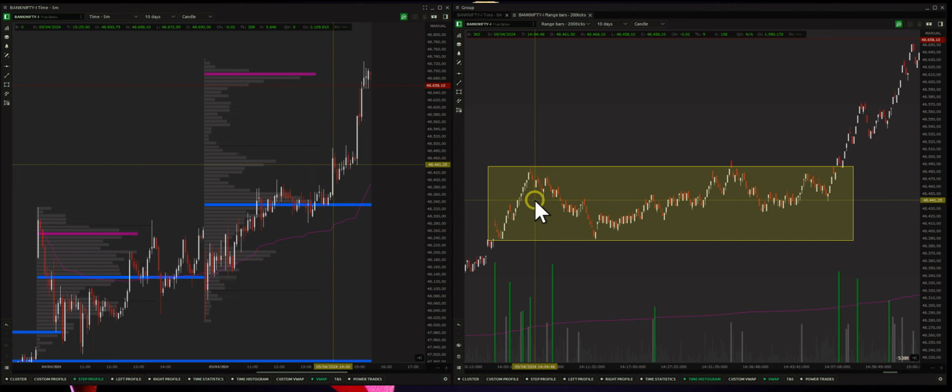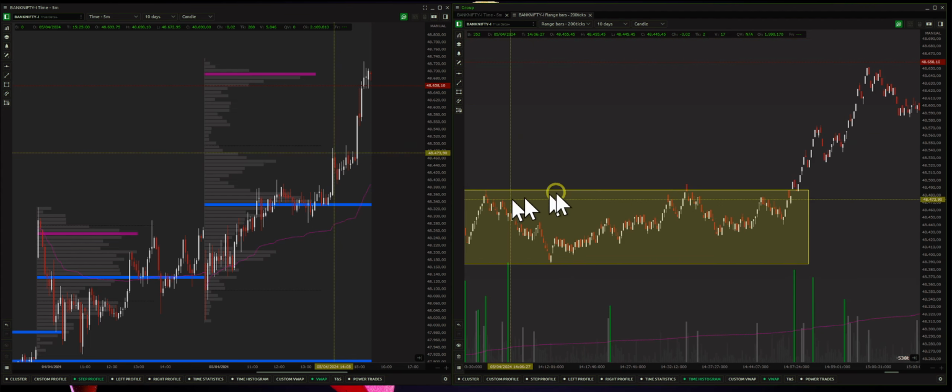What do I mean by aggression? By aggression, I mean whenever there is a huge delta bar, a huge positive delta bar, there is going to be a positive correlation. That means that if there is a huge positive delta, the market is going to go up. Okay. As soon as this range breaks, now I'm interested in positive delta.